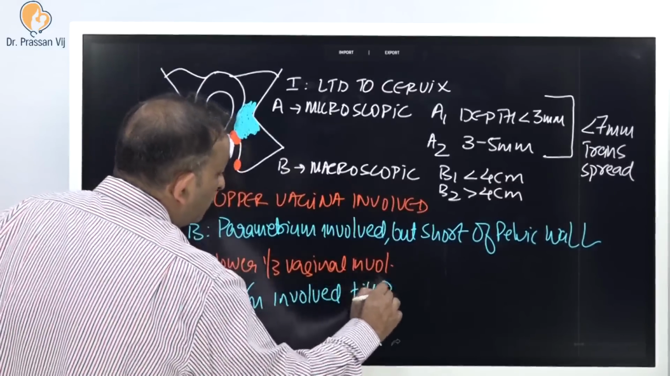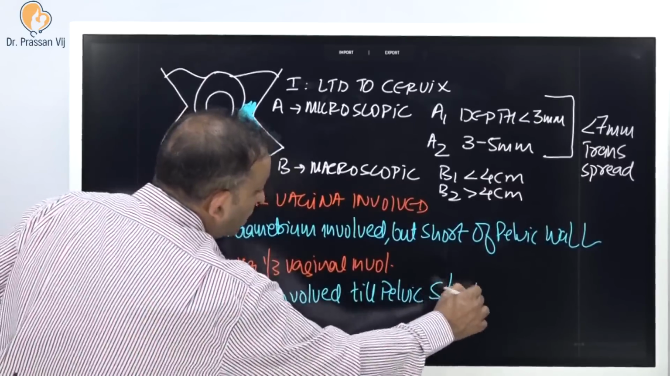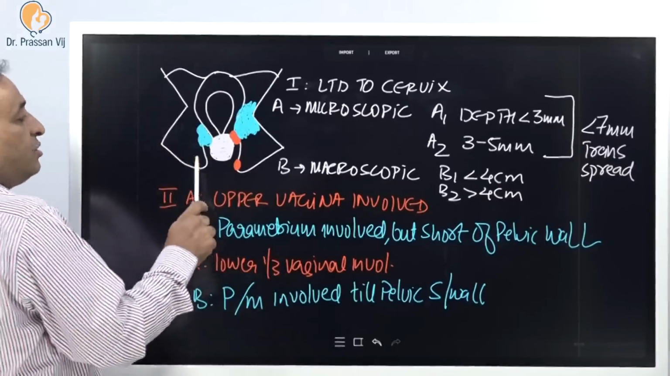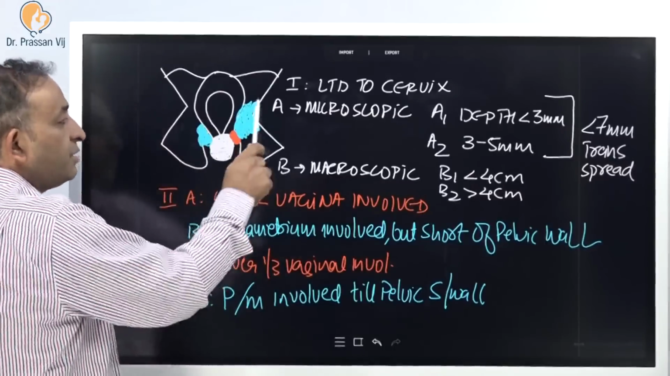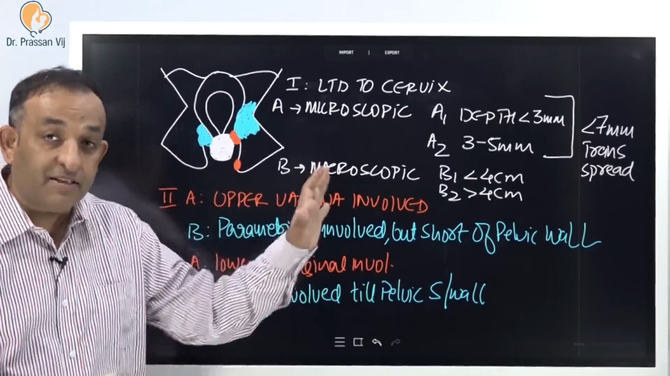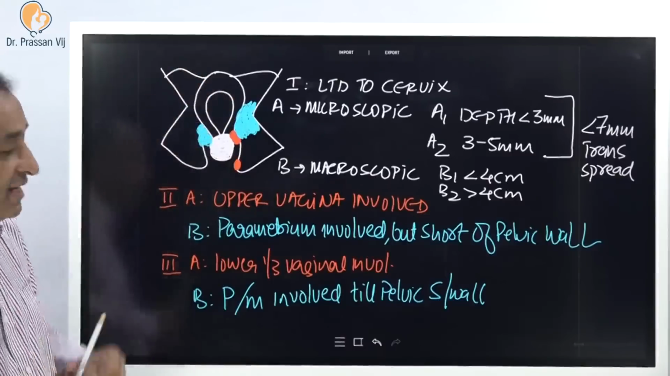till pelvic side wall. Now, there is no cancer free area. There is no cancer free area from the cervix to the pelvic side wall. Now, when there is a cancer which is gone till the pelvic side wall, all of this is a big bunch of cancer tissues, hardened cancer tissues.